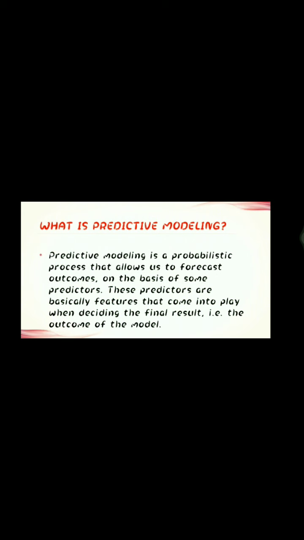What is predictive modeling? Predictive modeling is a probabilistic process that allows us to forecast outcomes on the basis of some predictors. These predictors are basically features that come into play when deciding the final result, that is, the outcome of the model.